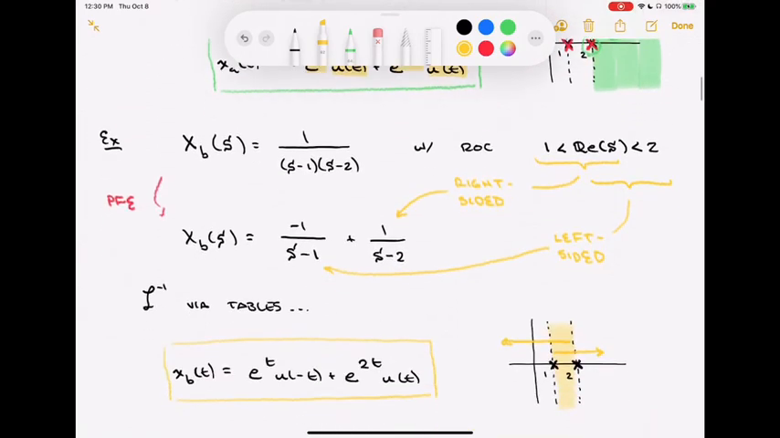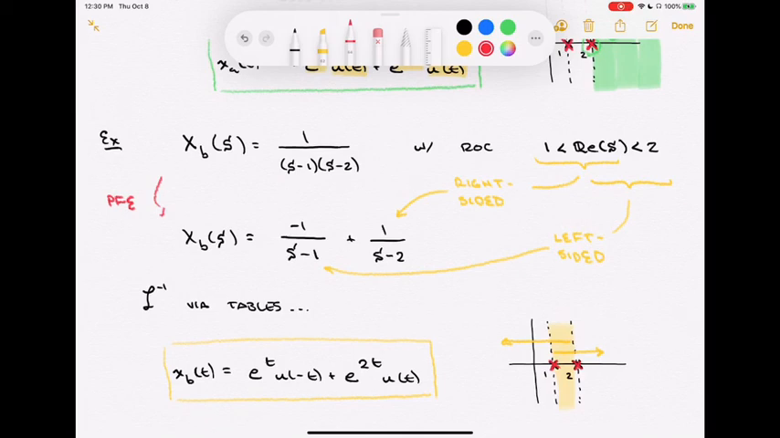As a second example, we're going to take that same exact rational function. I'm going to call this x_b of s, and it's still 1 over (s minus 1)(s minus 2), except now I'm going to look at a different region of convergence. I'm going to look at a region of convergence that is the real part of s squeezed between 2 and 1. If I re-look at where those roots were, we knew that there was a root at 1 and a root at 2. Taking the real part of s between 1 and 2 gives me that thin yellow strip, that thin yellow strip between 1 and 2.